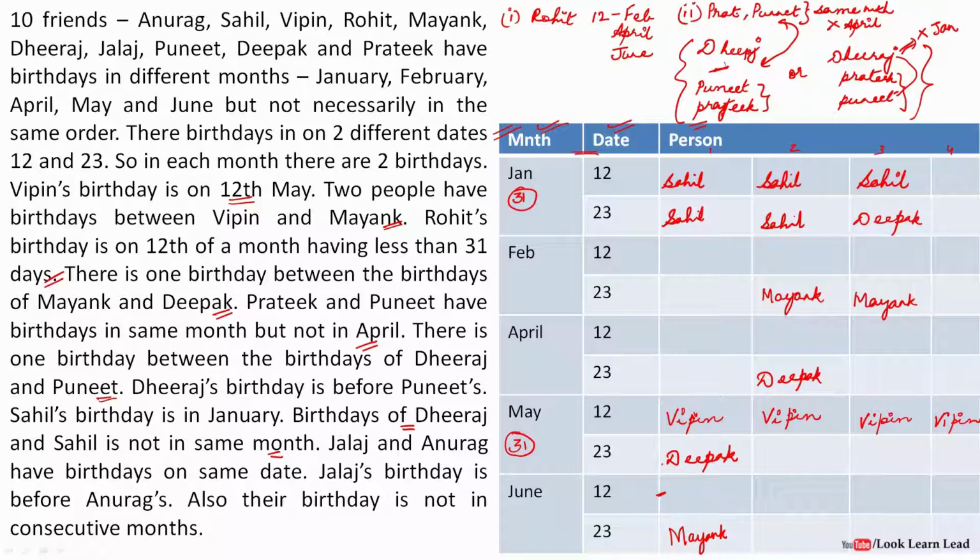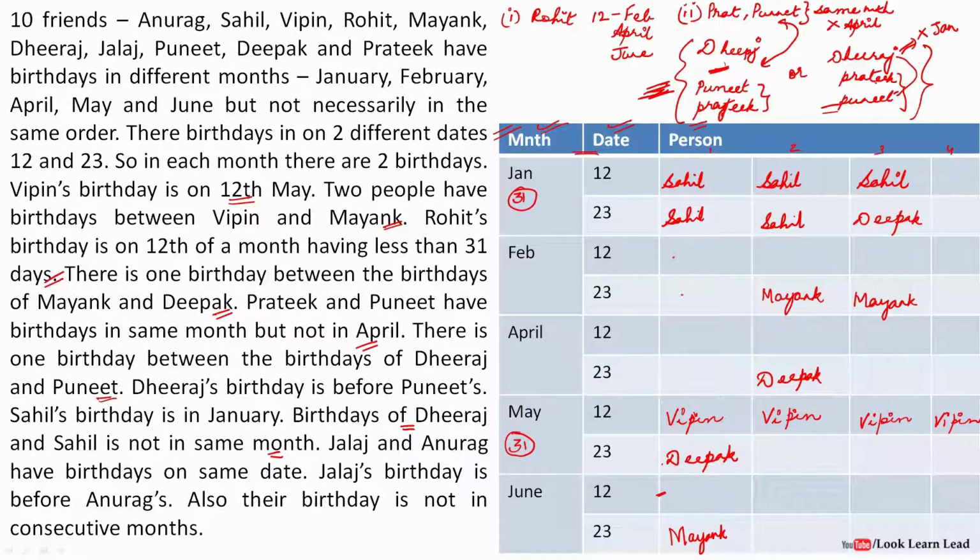So now let us fit this scenario and this scenario in these questions. The first one, Dheeraj cannot be in January, so let us fit Dheeraj in February. If Dheeraj is over here, there is one gap in this scenario. Puneet and Prateek cannot be in April, so the first scenario cannot be fixed over here.